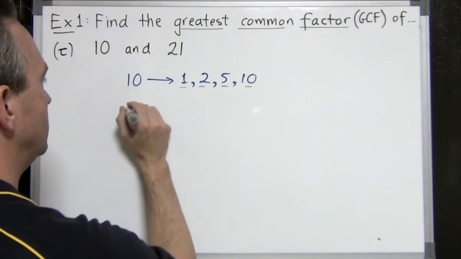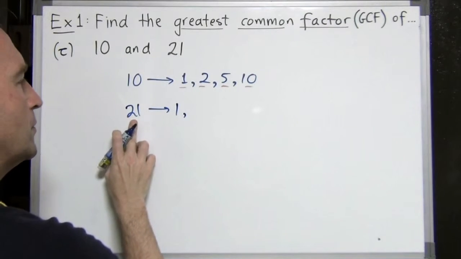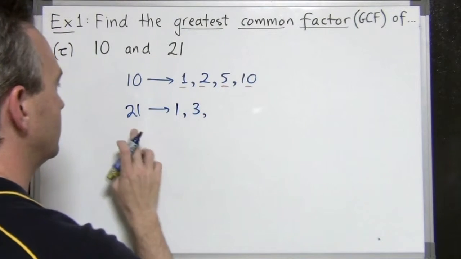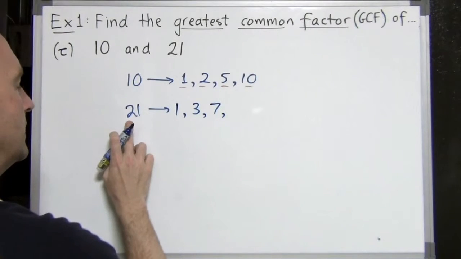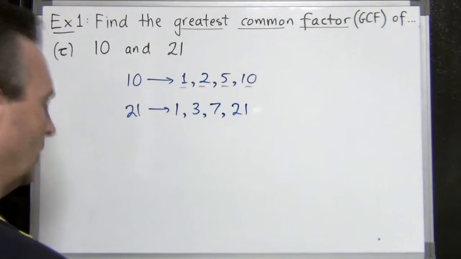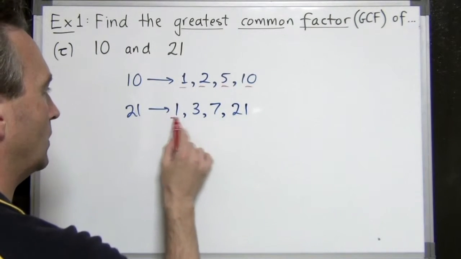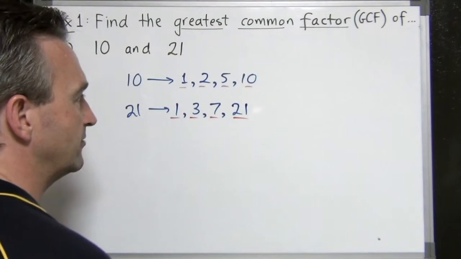Let's take a look at 21. Factors of 21. 1, of course. 2, no. 3, yeah. 4, 5, 6, no. 7 is a factor of 21. 8, 9, 10. I think that's it. And then just 21 itself. Quick check. 1 times 21 is 21. 3 times 7 is 21. I don't think I've missed any.